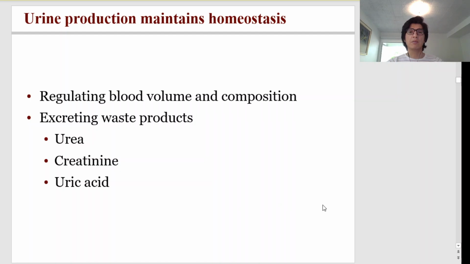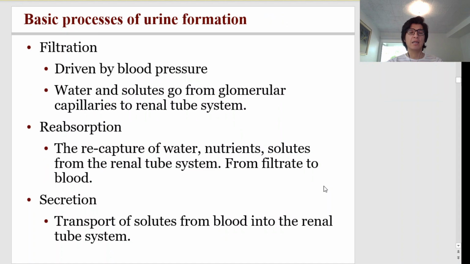So this urine production maintains homeostasis, regulates blood volume and composition, and excretes waste products such as urea, creatinine, and uric acid. We mentioned these basic processes: filtration, reabsorption, and secretion. I want you to keep in mind the initial point and the end point of these processes.